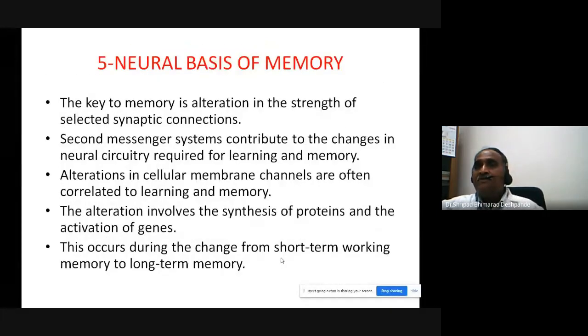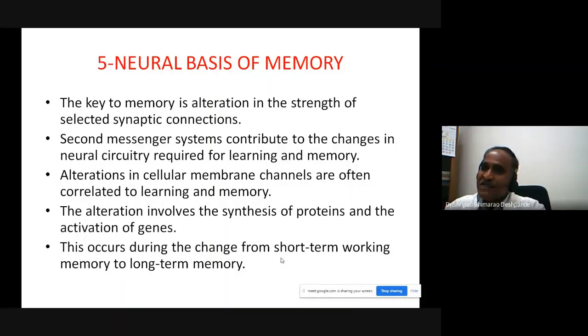Now, the fifth one: what is the neural basis of memory? I will talk about the neural and molecular basis of memory. The key to memory is the alteration in the strength of synaptic contacts. What is this all about? It is only the neuron to neuron interaction, and this interaction is through the synapses. So the memory is stored in the synapse, either in the hippocampus, amygdala, somatosensory cortex, prefrontal cortex, or wherever. It is the strength of the synaptic contact which stores the memory.